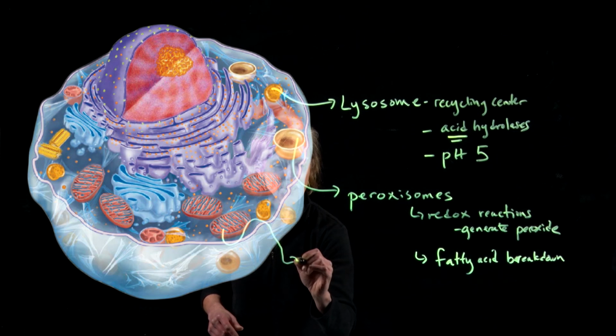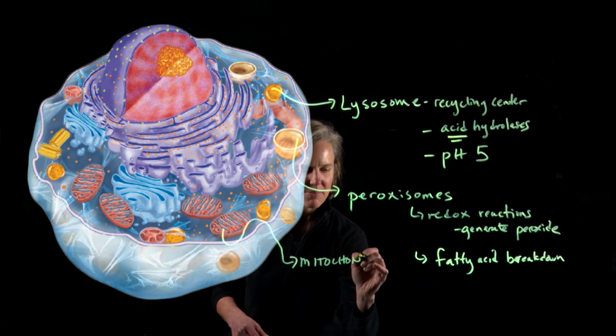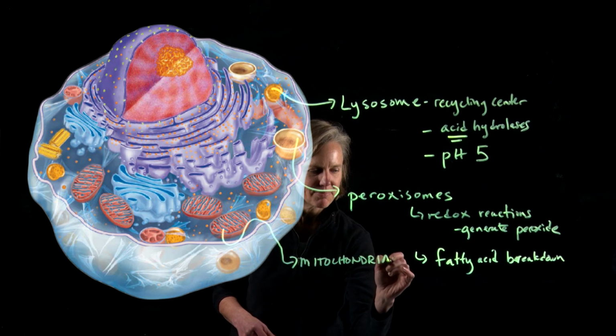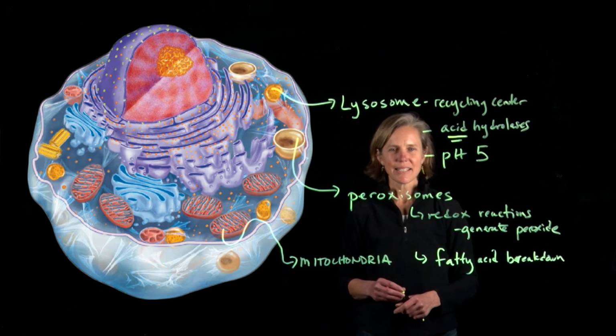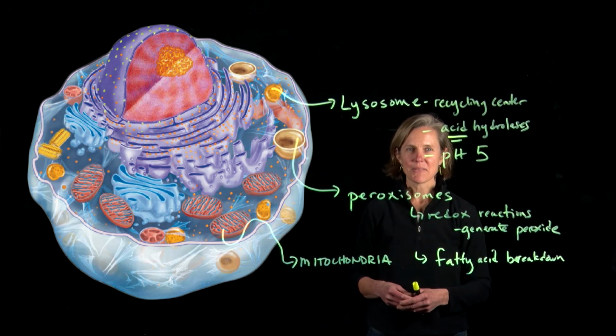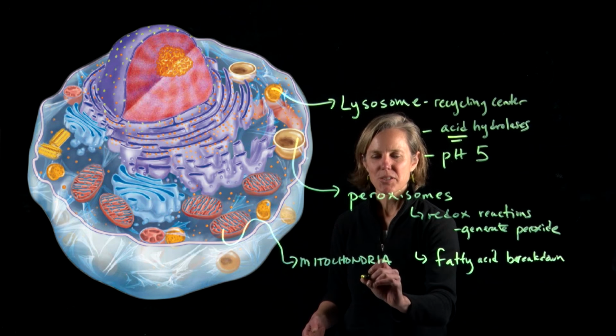Okay. Next, we'll take a visit to my favorite organelle, the mitochondrion, or mitochondria is plural. The mitochondria is often referred to as the powerhouse of the cell because this is where the majority of ATP is produced in the process of oxidative phosphorylation.